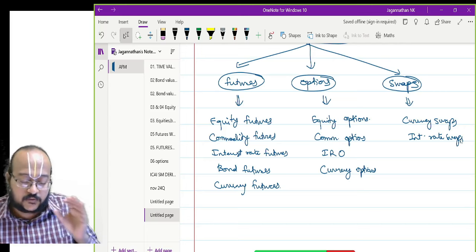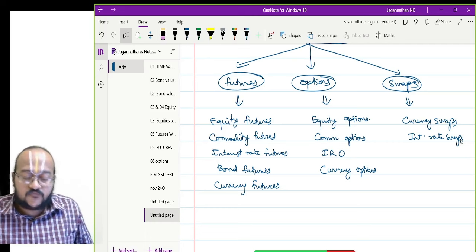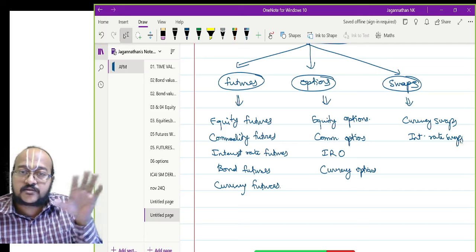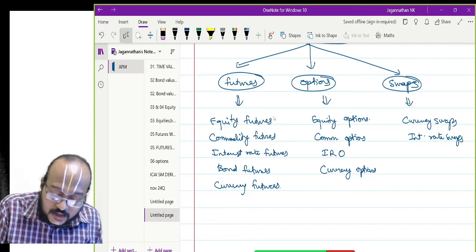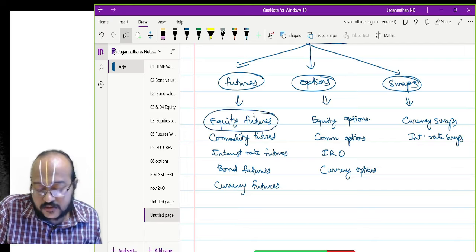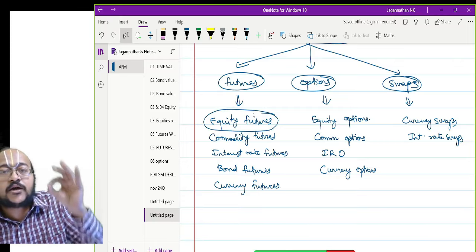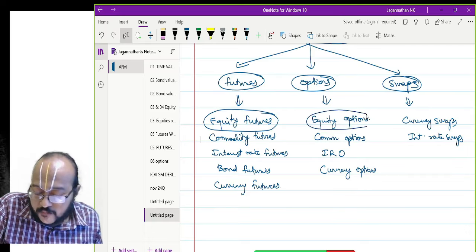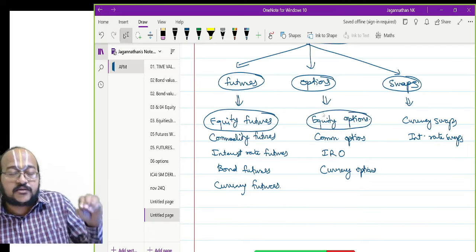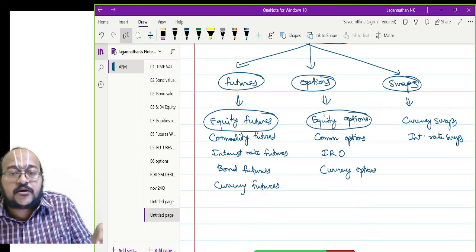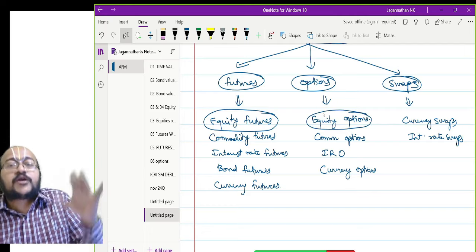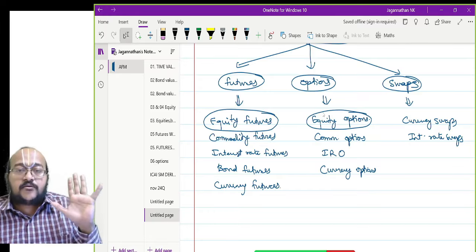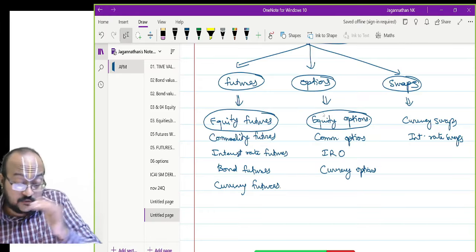Now, we started with the futures chapter. The last chapter we discussed futures, that is only equity futures. This is called pure futures. Now we are going to discuss equity options. In this chapter, we are going to discuss pure options, equity options, where the underlying asset is an equity share.